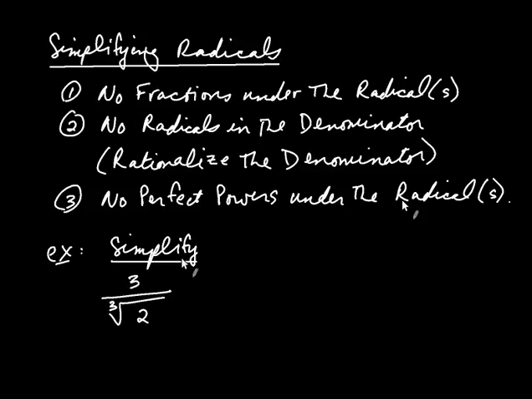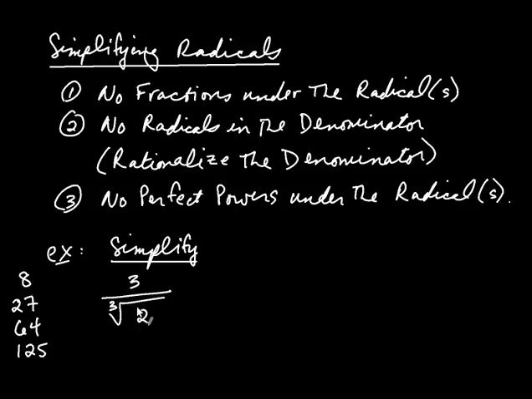So let's go through and simplify this expression. First of all, I notice that the index is a 3, and that makes me think about perfect cubes. Now in the land of perfect cubes, there is the number 8, which is 2 cubed. There is 3 cubed, which is 27. There's 4 cubed, which is 64. 5 cubed, which is 125, and so on.